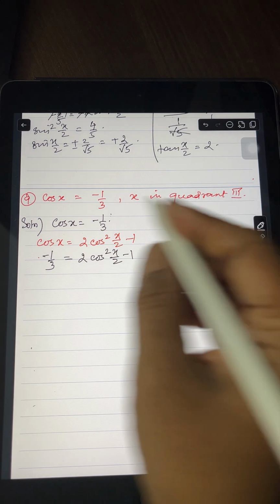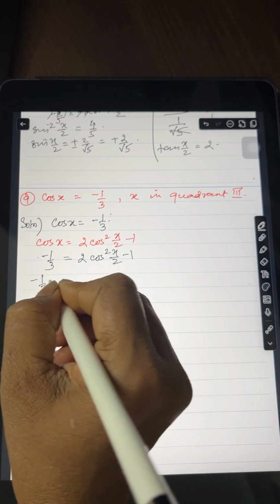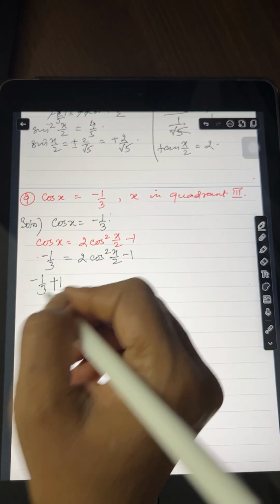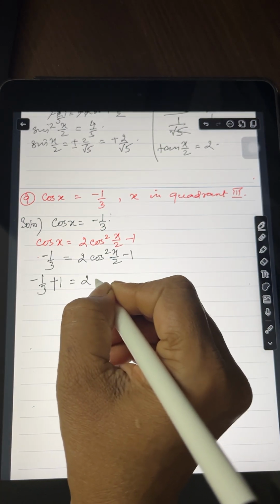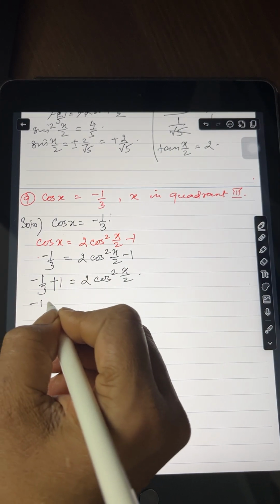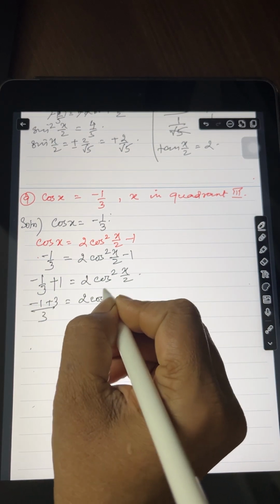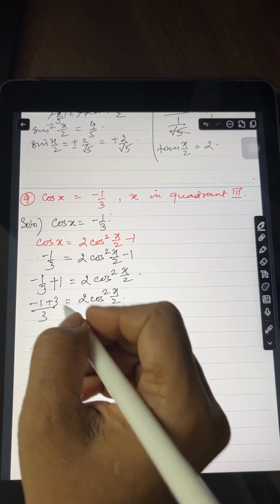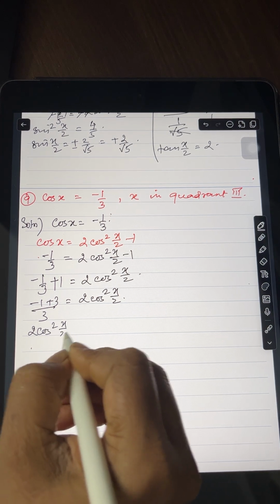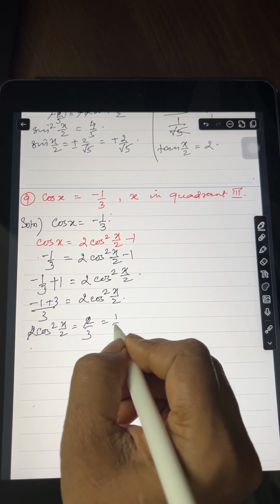Okay. Now minus 1 by 3 and minus 1, if it goes here, it comes to the left hand side and becomes plus, is equal to 2 cos square x by 2. Now minus 1 plus 3 by 3 is equal to 2 cos square x by 2. Now you get 2 by 3. So 2 cos square x by 2 is 2 by 3. And this 2 and this 2 will get cancelled. So it becomes 1 by 3.